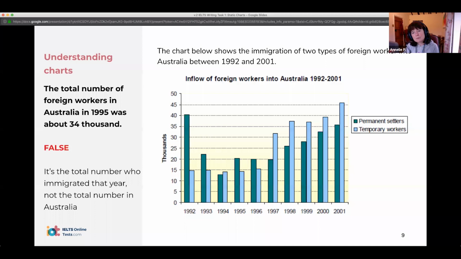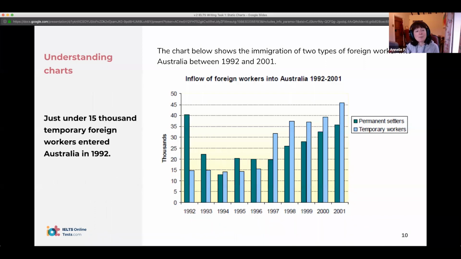Okay, so take a few minutes, underline some keywords there, make sure that what you're saying is absolutely 100% accurate. Okay, and particularly be careful with those measurements because that is a really common mistake. Okay, so oh, there's one more there. Just under 15,000 temporary foreign workers entered Australia in 1992.